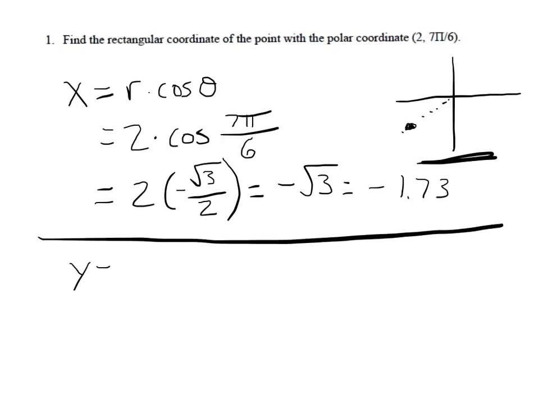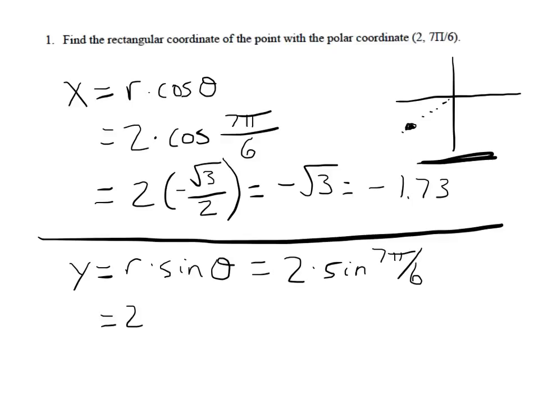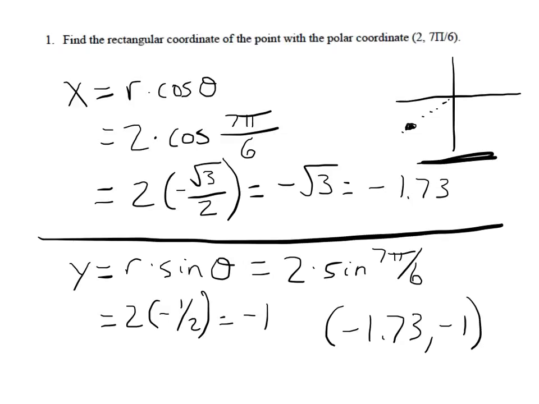So we know y will equal r times sine of theta. So we plug in the values, it's going to be 2 times sine of 7 pi over 6. Sine of 7 pi over 6 is negative 1/2, and so we end up with a negative 1. So our answer for this, the rectangular coordinates, would be negative 1.73, comma, negative 1.